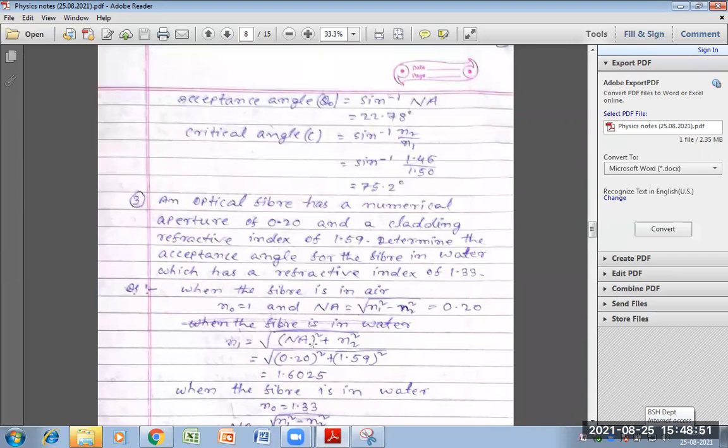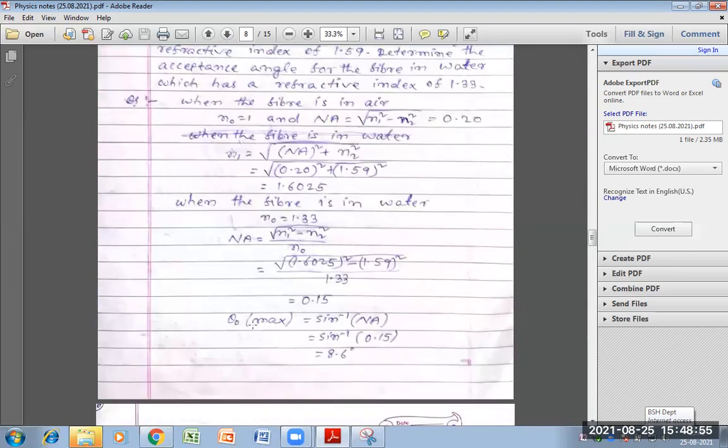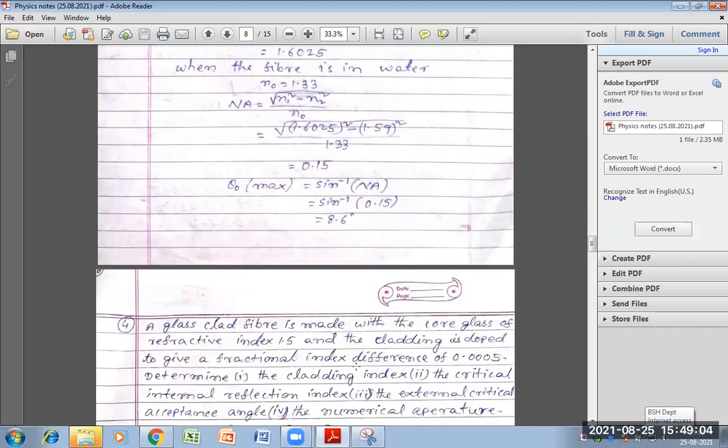देखो क्वेश्चन में दिया determine the acceptance angle, so acceptance angle theta naught is equal to sine inverse NA, तो sine inverse into NA का वैल्यू है मेरा कितना 0.15 is equal to 8.6 degree.